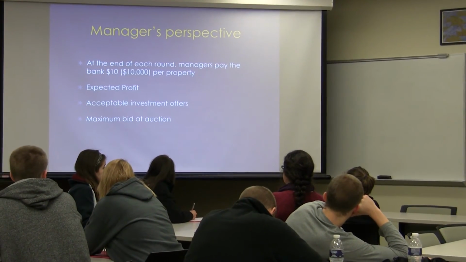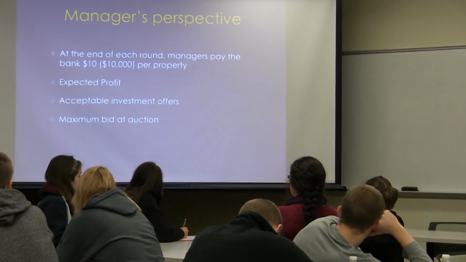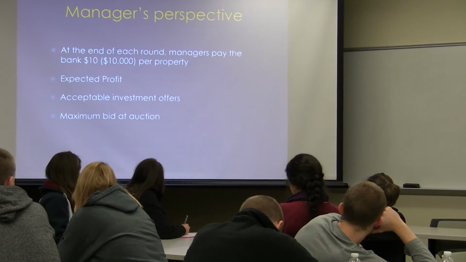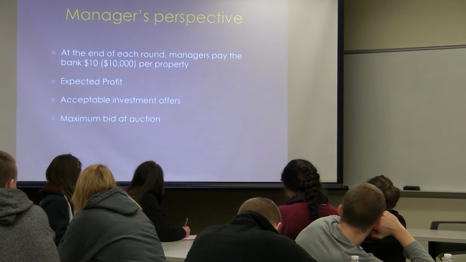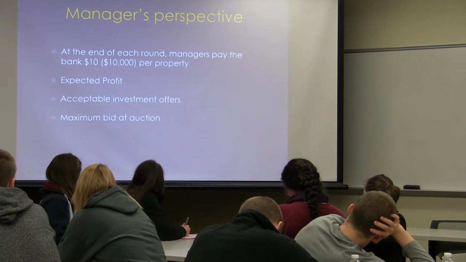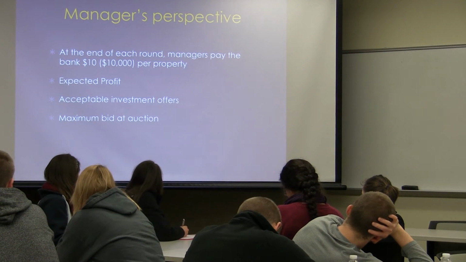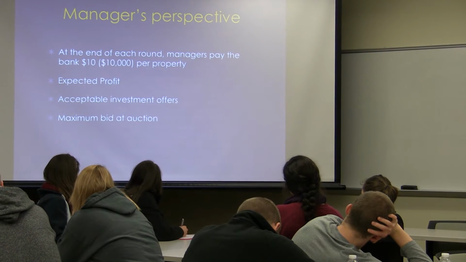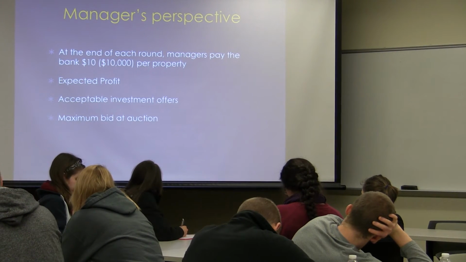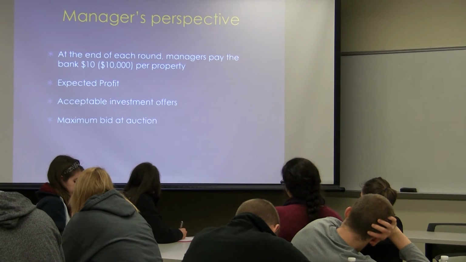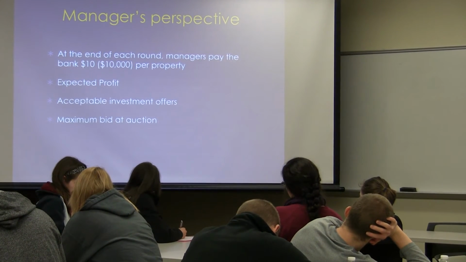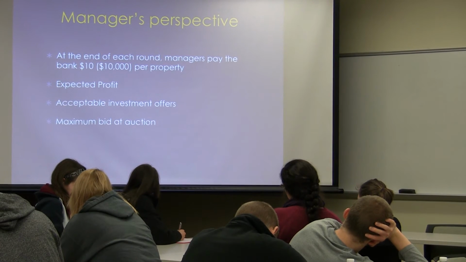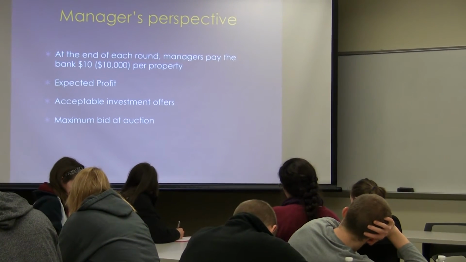Going on to the manager's perspective, keep in mind that at the end of each round, the managers pay the bank $10 or $10,000 per property that they have. And we calculate expected profit, and we use this to see what the acceptable investment offers are. And we also look at the maximum bid that the manager should bid on at the company auction at the end of each round.